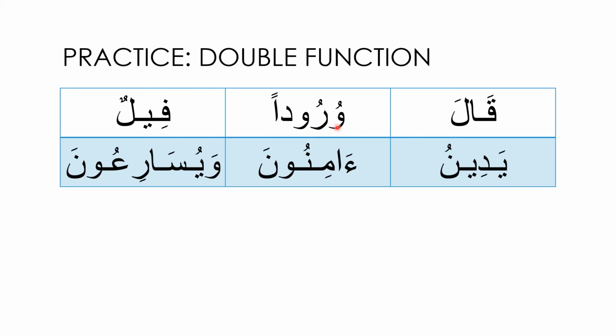This wow here, this long vowel U, is functioning like a consonant. There is no letter before it that carries its daughter, so the first condition is not met. Also, itself, it does not have sukun.